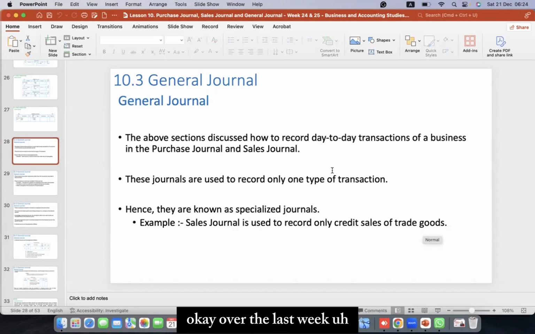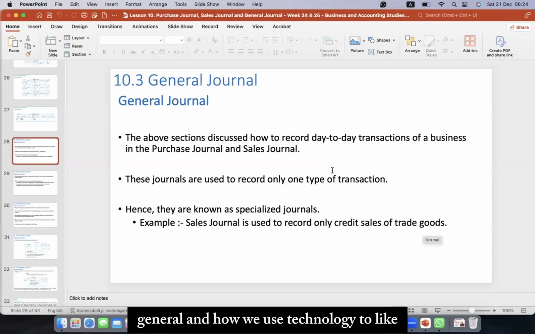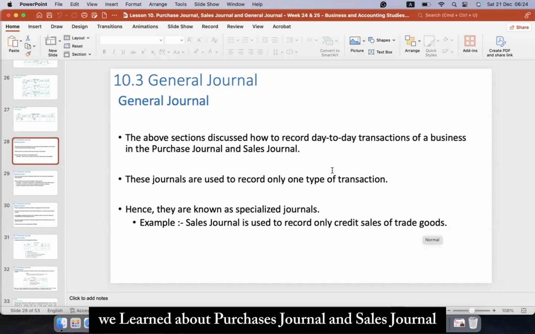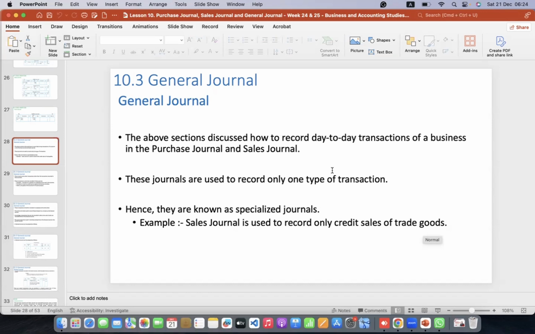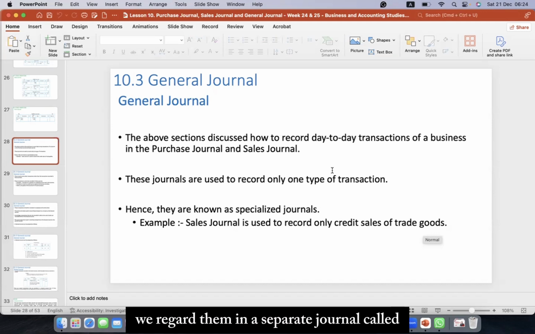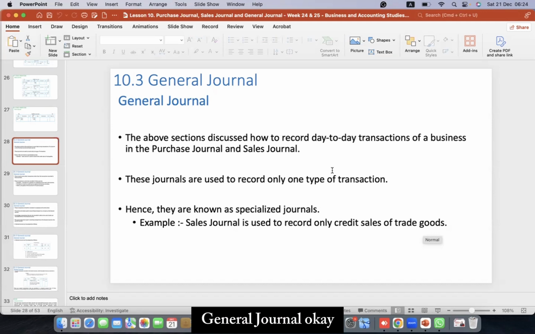Okay, over the last week, we did general journal and how we use technology to make our businesses efficient and what are the new methods of technology that are being used in businesses. Before that, we learned about purchases journal and sales journal. As we learned, there are some transactions that we cannot record in specialized journals such as purchase journal and sales journal. Because of that, we record them in a separate journal called general journal. Okay.